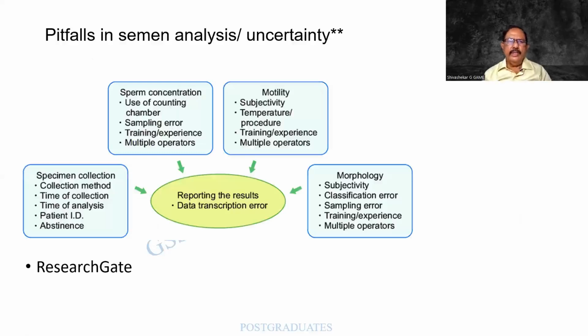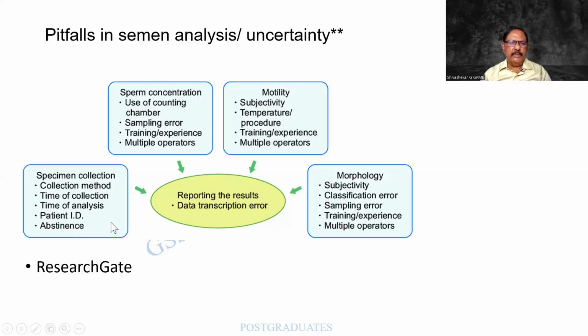What are the pitfalls in the semen analysis? So this again is a very important one, very easy. There can be defects in the sample collection, sperm concentration, motility, and morphology. These are all important, and manual errors can occur. Therefore, a double check is important.